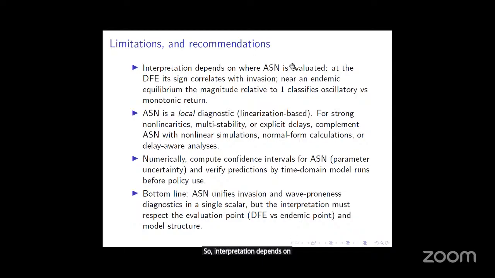Interpretation depends on the value of ASN, the diagonal strength number, and also the local diagnostics. For strong nonlinearities, multi-stability or explicit delay, one complements the diagonal strength number with nonlinear simulations, normal form calculations, or delay-aware analysis. So the bottom line here is that the Atangana strength number unifies invasion and wave, as I mentioned before, but the interpretation must respect the evolution point and the model structure as well.